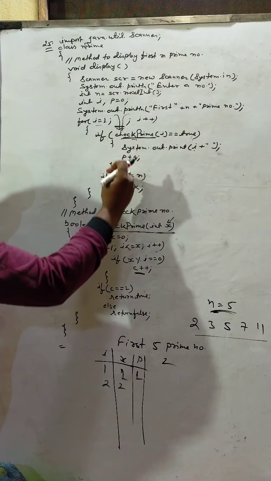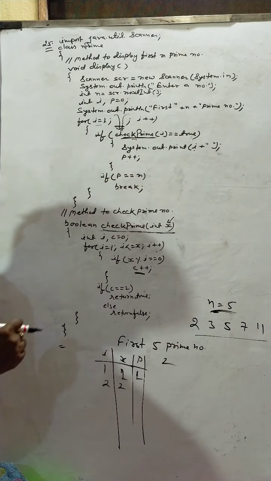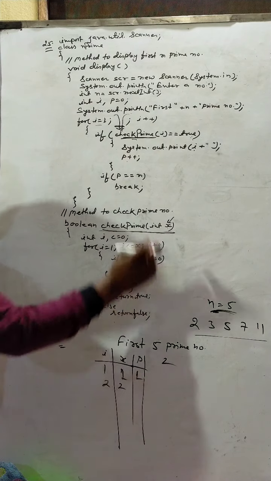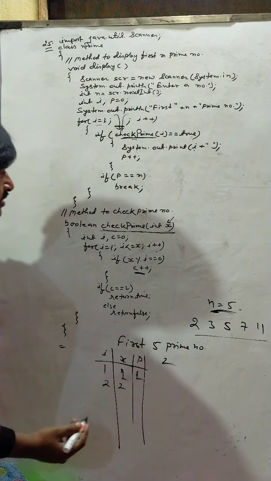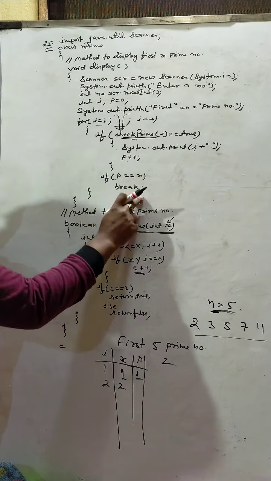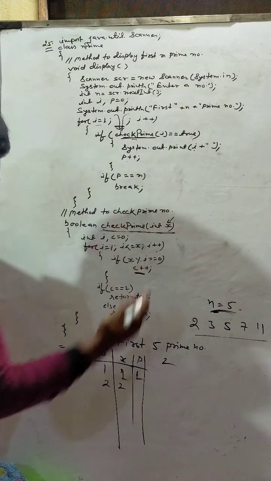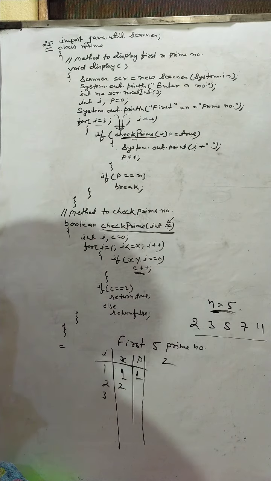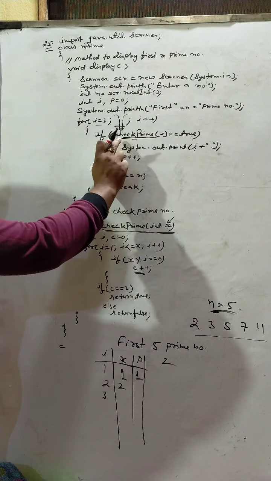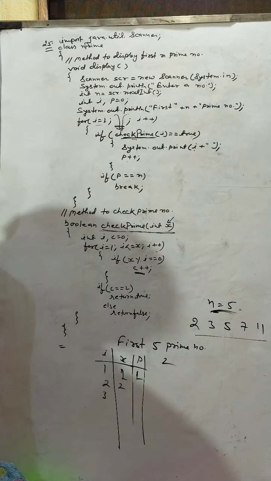Again, here if p equal to n, the value of p is 1 and the value of n is 5. They are not equal, therefore this line, the break statement, will not execute. Again, i plus plus, the value of i is 3. There is no condition. Again the function check prime will be called.